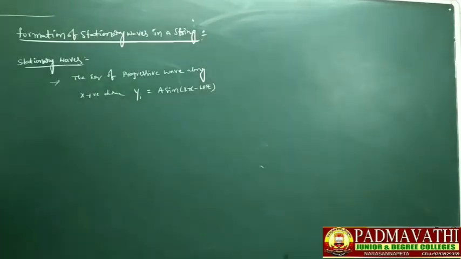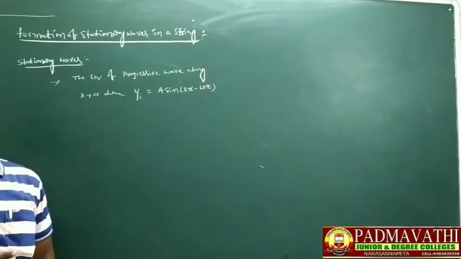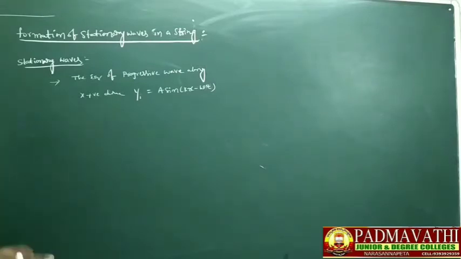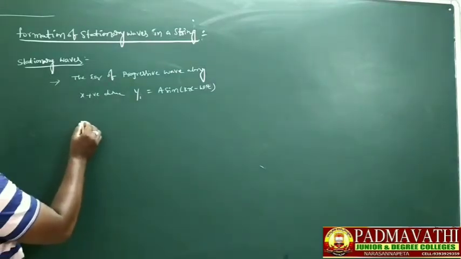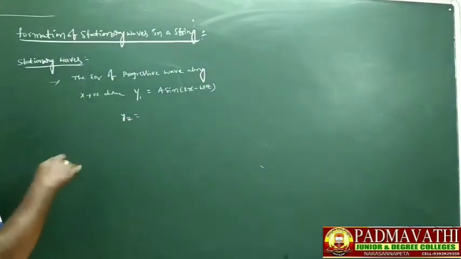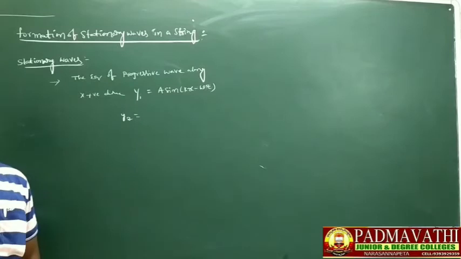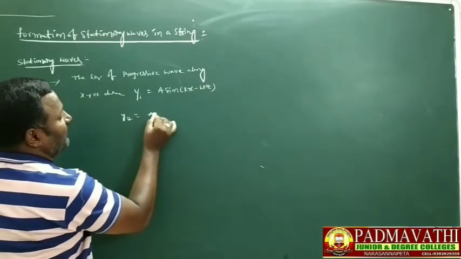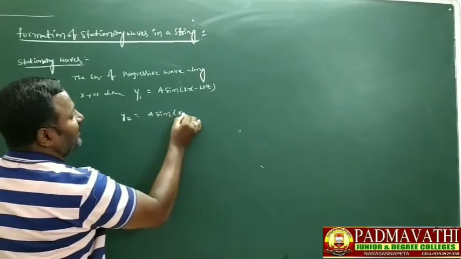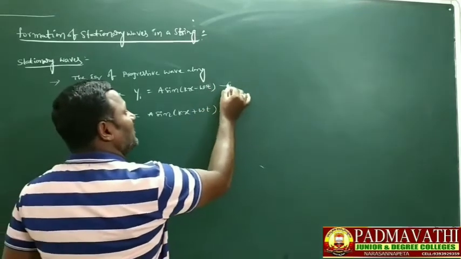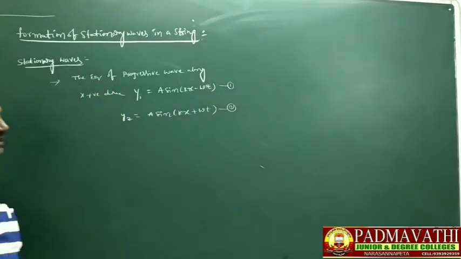Next, the wave travels along the medium, and at some point the wave is reflected. The reflected wave equation, along the x negative direction with positive amplitude, is y2 equals a sin(kx plus omega t). This is equation 1 and this is equation 2.